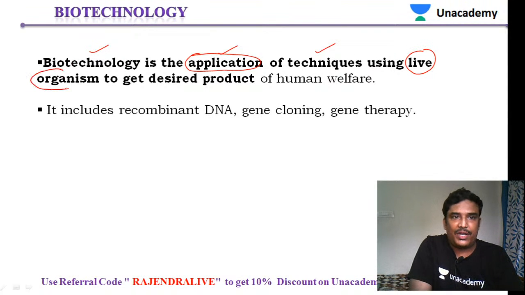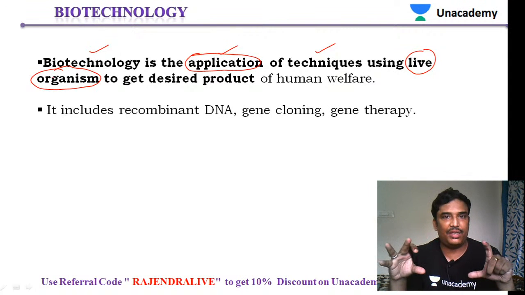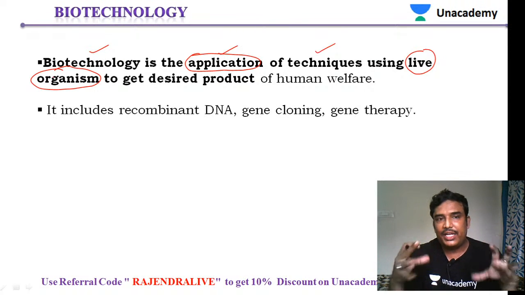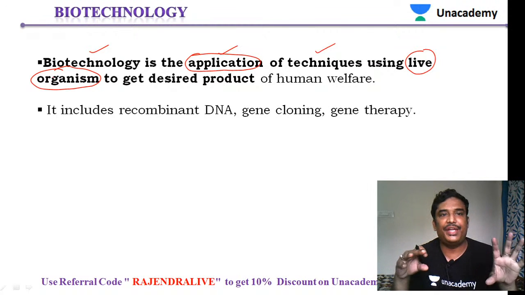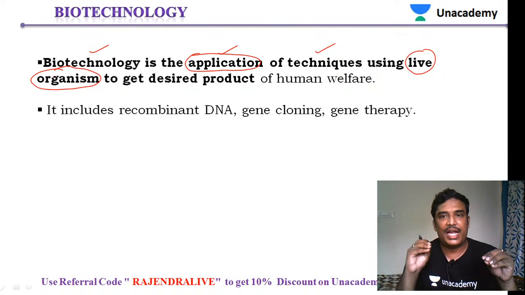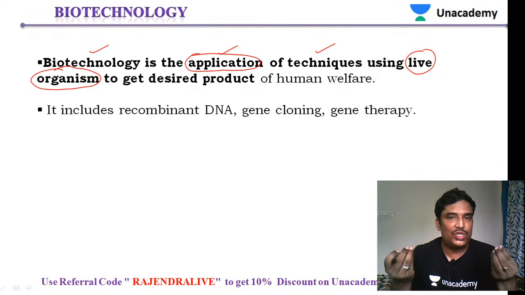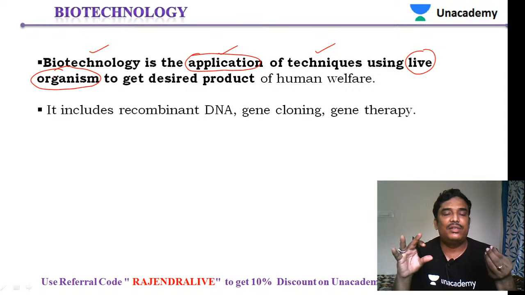In biotechnology, no doubt it involves techniques. In these techniques, what happens? We will be using live organisms, meaning organisms which are living. So we will use the living organisms to get our desired product, and those desired products are essential for human life day to day. Such a thing is called biotechnology.